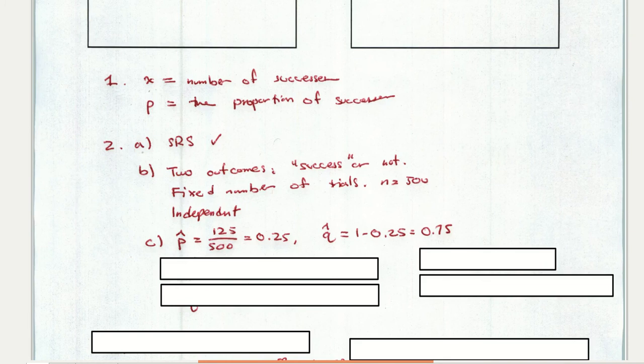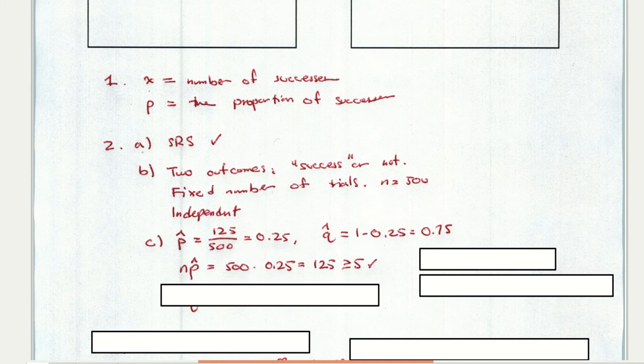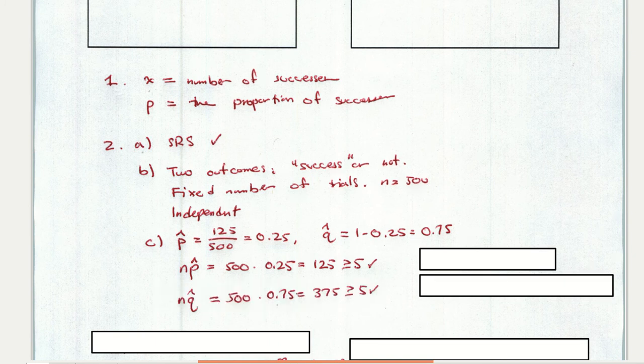So we're going to do this the old-fashioned way. That is, we're going to show that n times p hat is at least 5. So n times p hat is 500 times 0.25. When we do that arithmetic, we get 125, which is at least 5. Now we're going to do that same calculation, ensuring that the number of failures, of not successes, is also at least 5. When we do that, we multiply 500 by 3/4, 0.75, and we get 375, which is greater than or equal to 5.